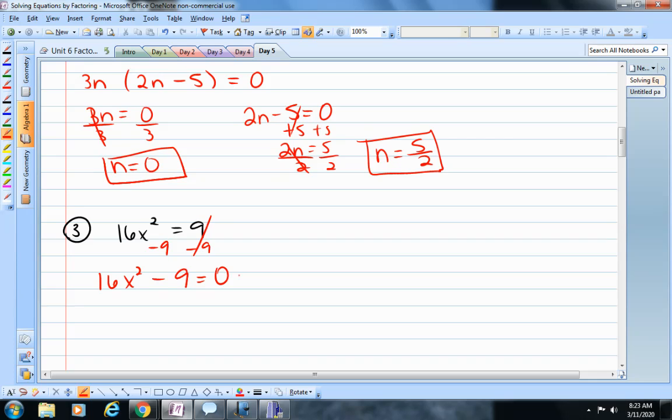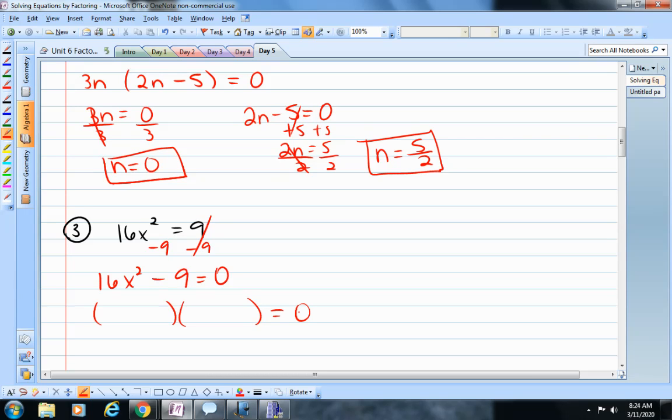16x squared minus 9. Does that have a GCF besides 1? No. But what is it? It's the difference of squares. Everything here is a square, that's a square, there's a minus, it's the difference of squares. So to factor a difference of squares, we make 2 binomials. Keep your equals 0 out there. We got to keep it mathematically correct, so we're dragging on that equal 0 all the way down.